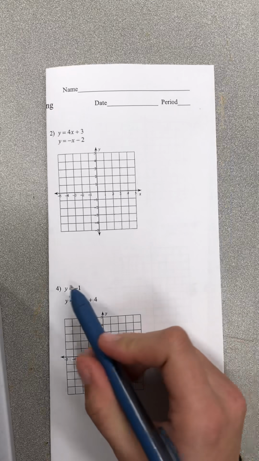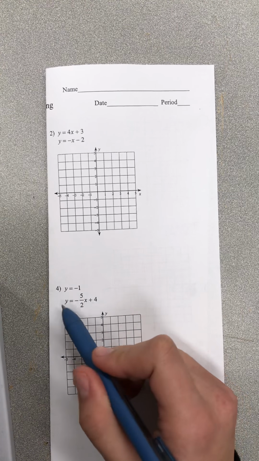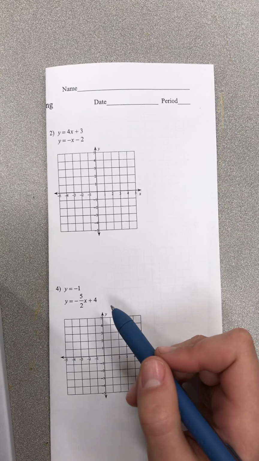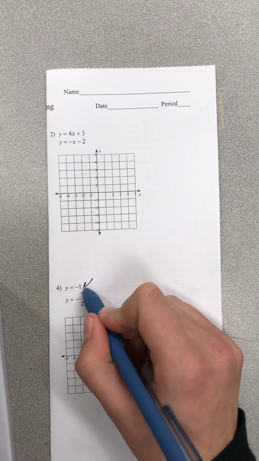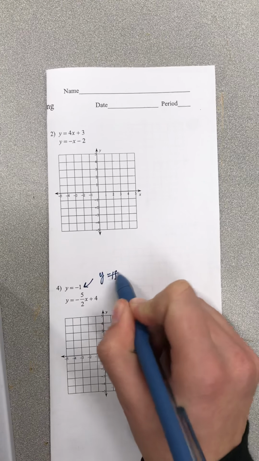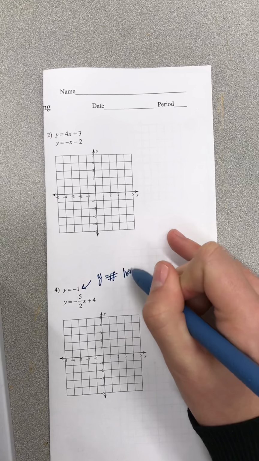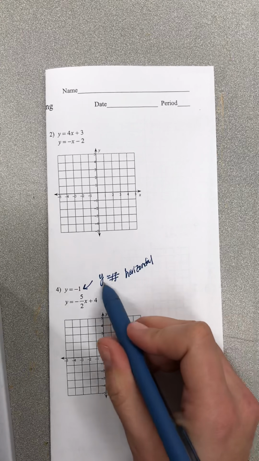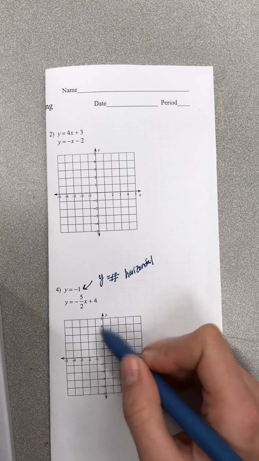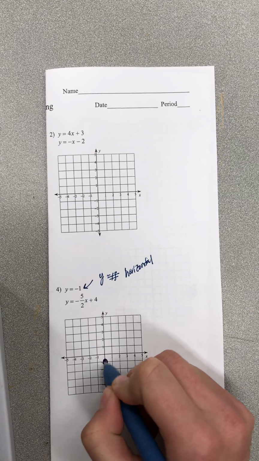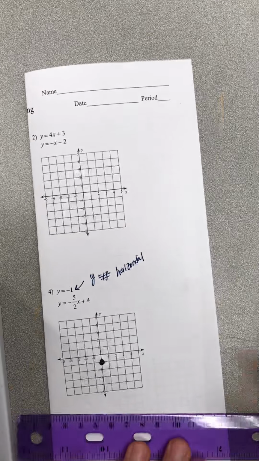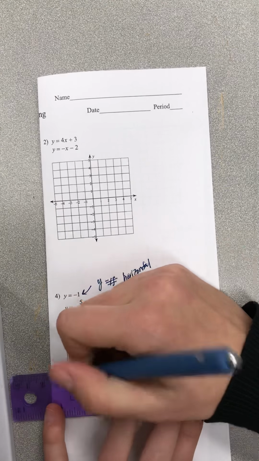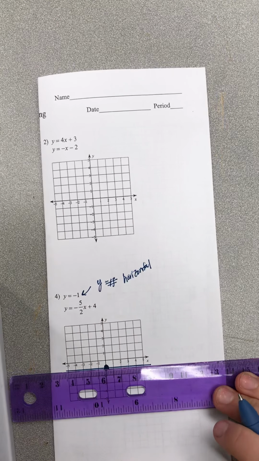If you look at problem number 4, I'm going to fold this paper real fast. You'll see that you have an equation y equals -1, and the bottom equation is y equals -5/2x plus 4. Now, when you have the equation y equals a number, that is a horizontal line. I'm sorry about my scribbles there. So you want to go to your y-axis, which is my up and down axis, put a dot at -1, and draw a horizontal line. Now, horizontal lines go left to right. So there's my horizontal line.